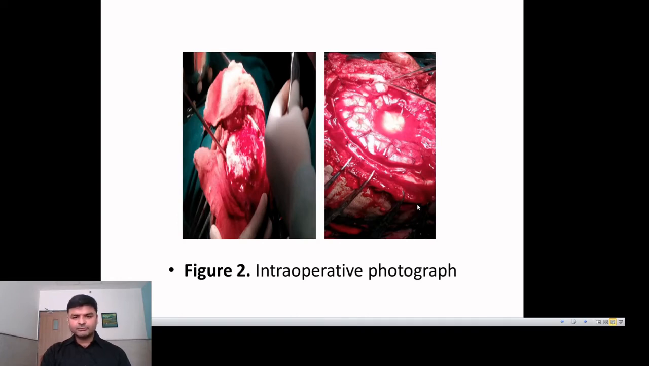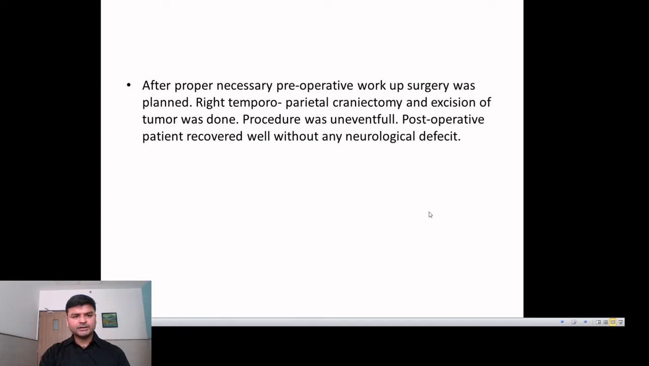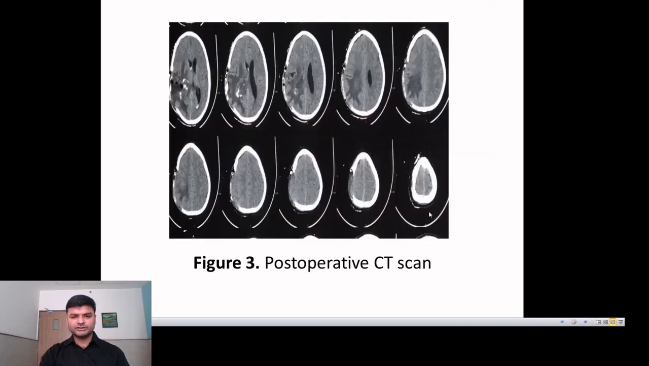These are the intraoperative photographs of the patient. As you can see, the operative field with the tumor in situ. After necessary preoperative workup, surgery was planned. Right temporoparietal craniectomy and excision of tumor was done. The procedure was uneventful. Post-operatively, the patient recovered very well without any neurological deficit.